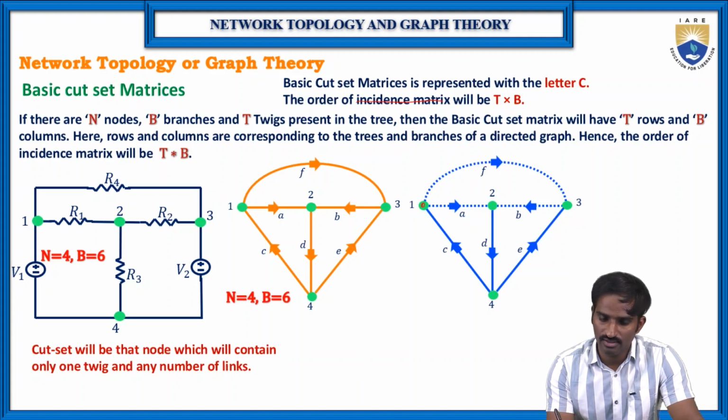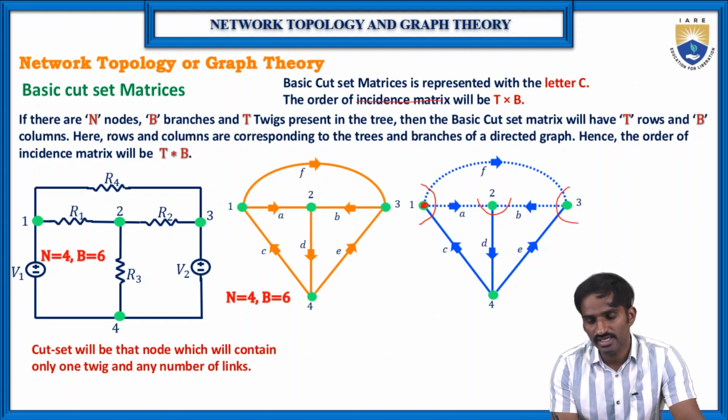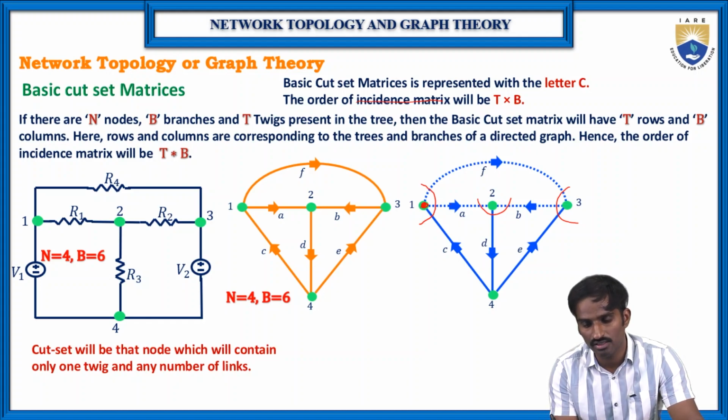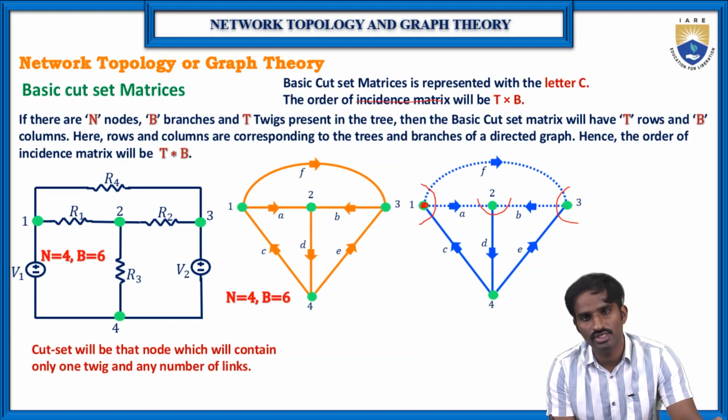So let us see node 1. How many branches are there? 1, 2, 3 branches are there. But how many twigs? Only one twig is there. So here we can form one cut set. At node 2, again only one twig is there, so we can form a cut set. And at node 3, again one twig is there, so we can form a cut set. Then whether the direction of the cut set is towards the node or away from the node depends on the direction of the current flowing through the twig.